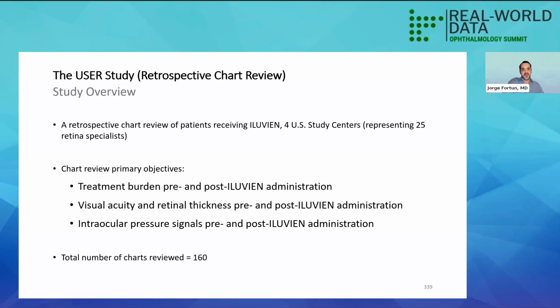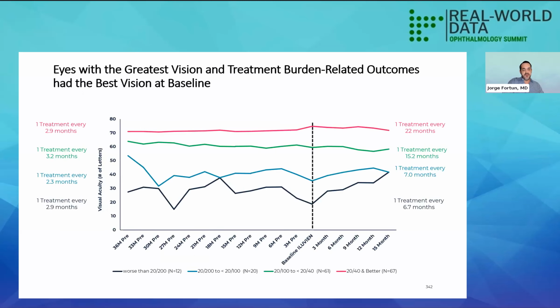The first real-world trial that we'll talk about is the USER study, looking at treatment burden pre and post-Iluvien administration, as well as visual acuity and intraocular pressure signals post-injection with fluocinolone. As you can see here, which echoes nicely what Dr. Chula mentioned, there was undertreatment that occurred pre-administration of the drug, where patients in general were treated quite infrequently leading up to enrollment. You can see here a maintenance of visual acuity in the better-seeing groups and actually improvement in visual acuity in the worse-seeing eyes, with a dramatic decrease in treatment frequency.